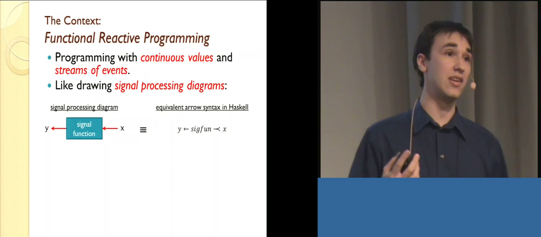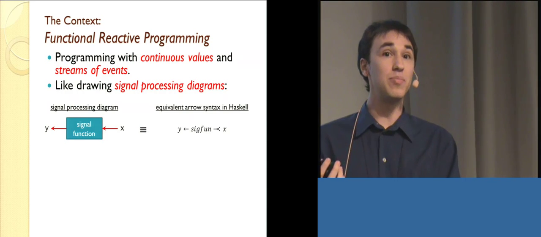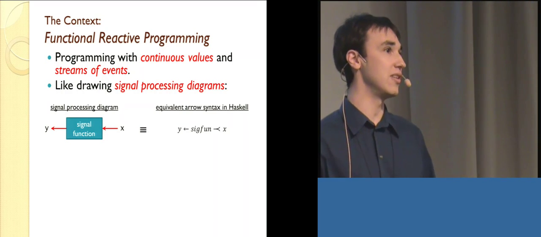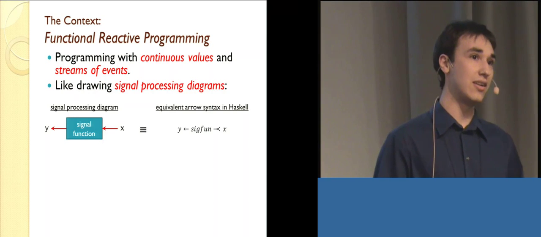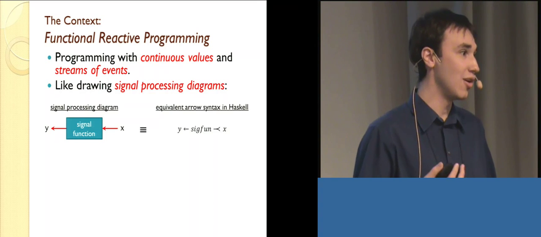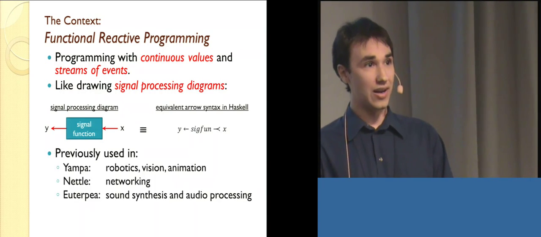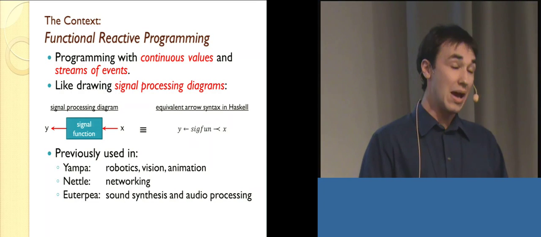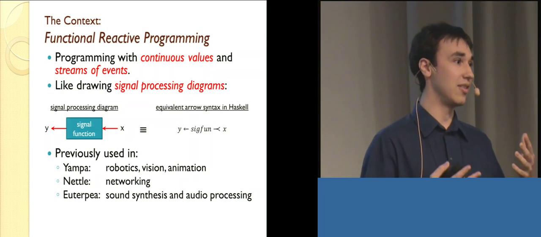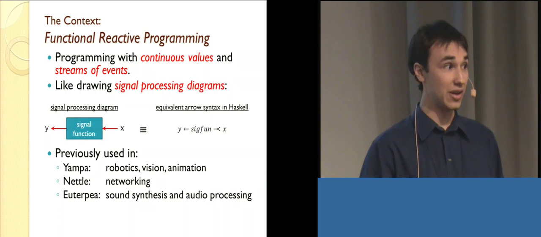On the left, you can see a signal function as a diagram, where we represent the signal function as a box, and we have lines going in and out representing streams of values. And on the right, we have the great arrow syntax in Haskell, where it looks almost the same. Very convenient. So this has been used already in Yampa and Nettle and Utopia for things as varied as robotics to networking to sound synthesis and music.